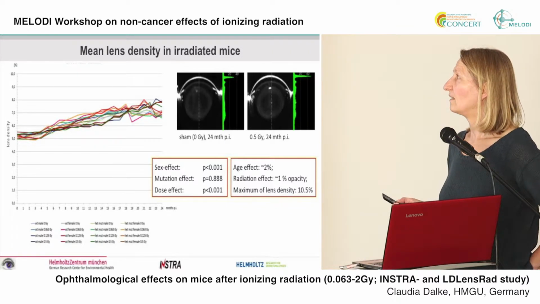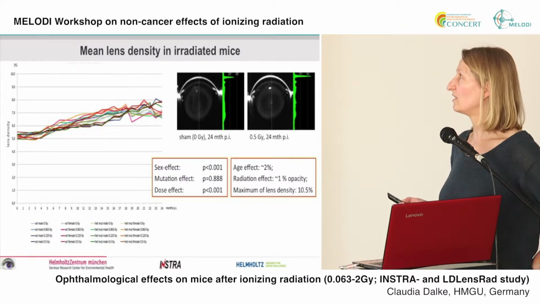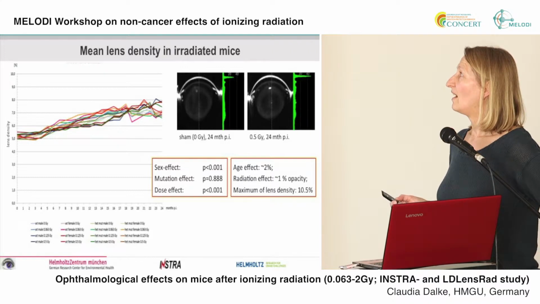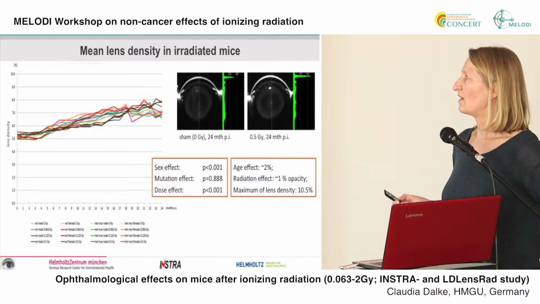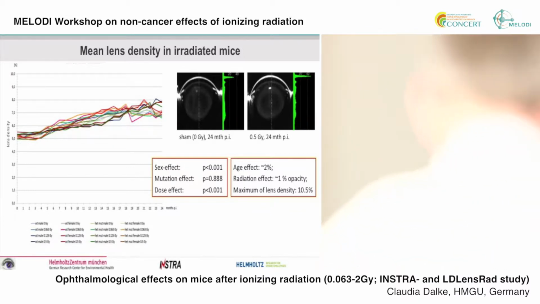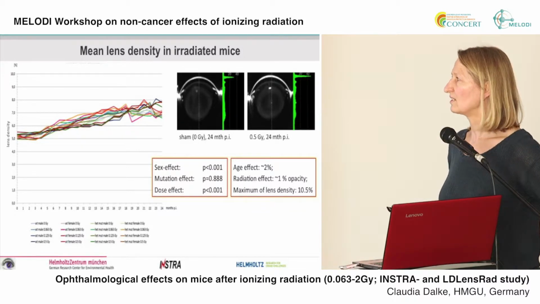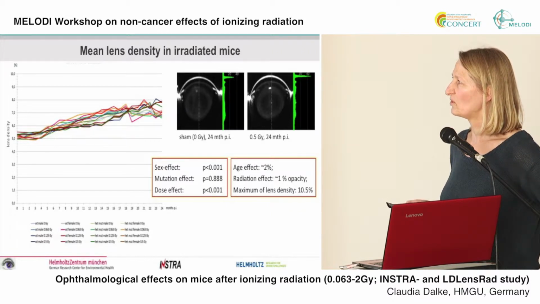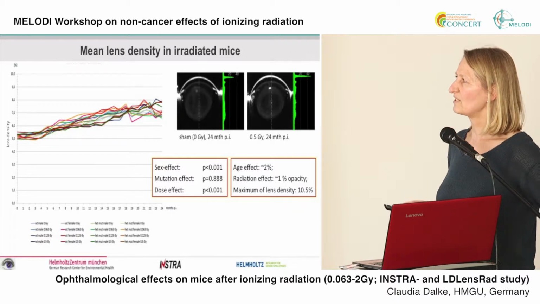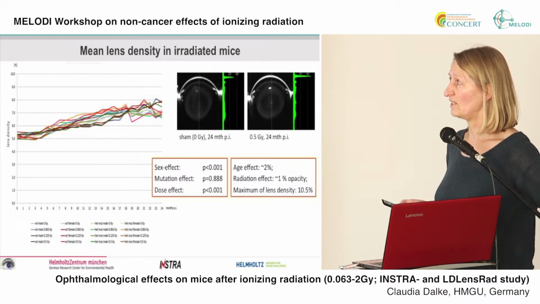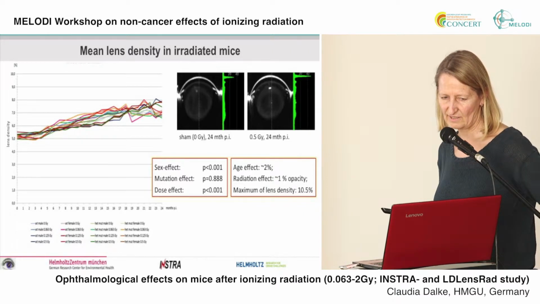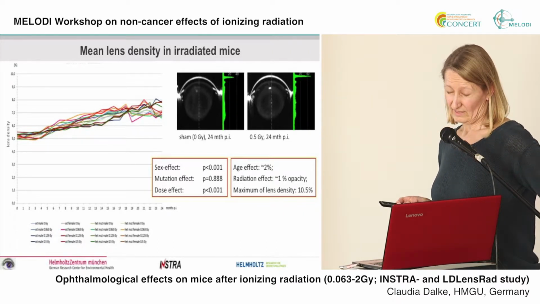This bright spot is a reflection. It's typical in the front, so you shouldn't measure this one. The only thing is, 24 months after irradiation, you see this more shiny ring in the lens nucleus. And again, you can see even after 24 months, the difference between all the groups of different doses and unirradiated mice is not really different. The maximal lens density here is about 8%.